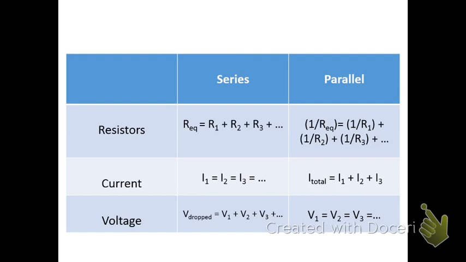For voltage, it's actually the opposite. Voltage is, again, dropped over resistors. So, when they're in parallel, they must drop the same amount of voltage before coming back together. Otherwise, Kirchhoff's voltage rule won't work. When they're in series, their voltage drops add to the total voltage gained.